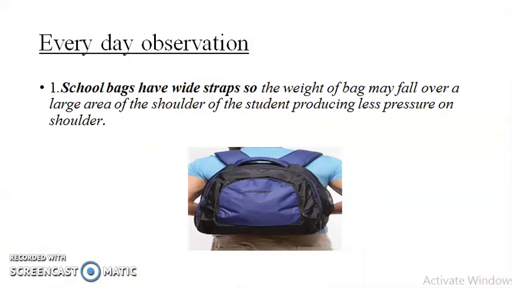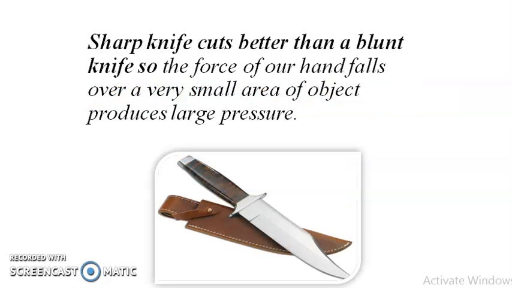There are many daily observations also. School bags have wide straps. Why so? Because wide straps have more area. The more the area, the lesser will be the pressure on our shoulder. Second one is a sharp knife cuts better than a blunt knife. As we know, a sharp knife has lesser area. The lesser the area, the more will be the pressure it produces. So a sharp knife cuts easily.